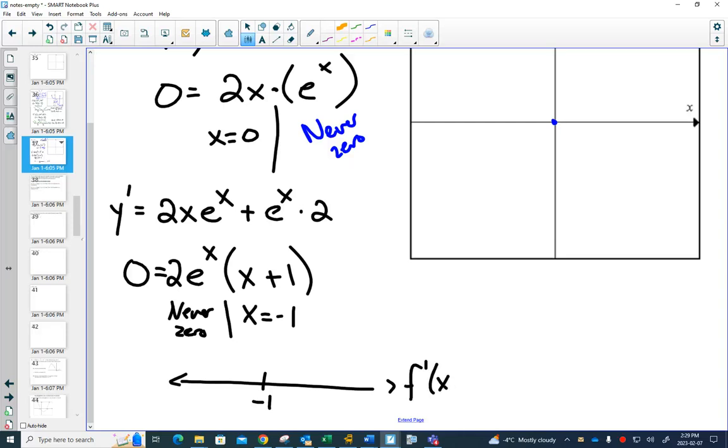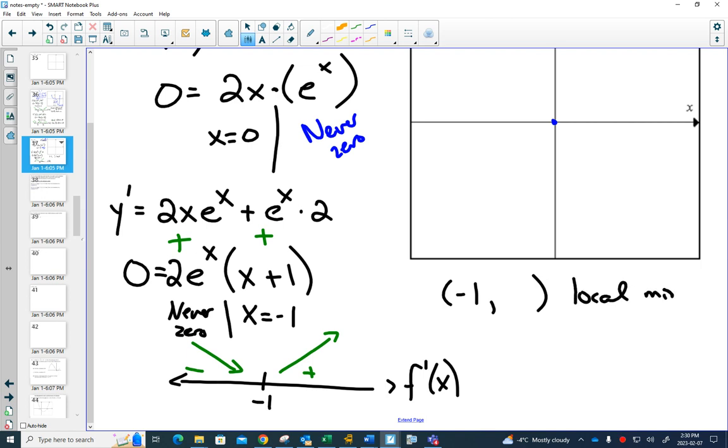So this is my first derivative. I'm going to plug things in. Also, from the graph, how helpful is that graph to tell me 2e to the x is always above the x-axis? It's always positive. So now when I plug something in less than -1, I have a positive times a negative. I know that it's decreasing here and then increasing after. So I know that -1 comma something is a local minimum.